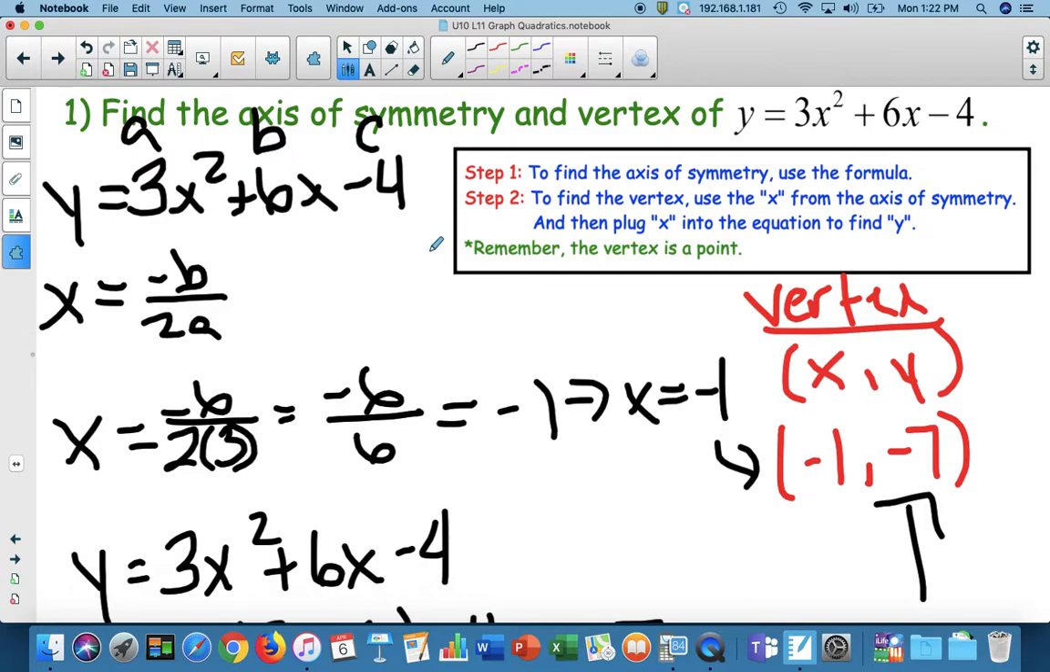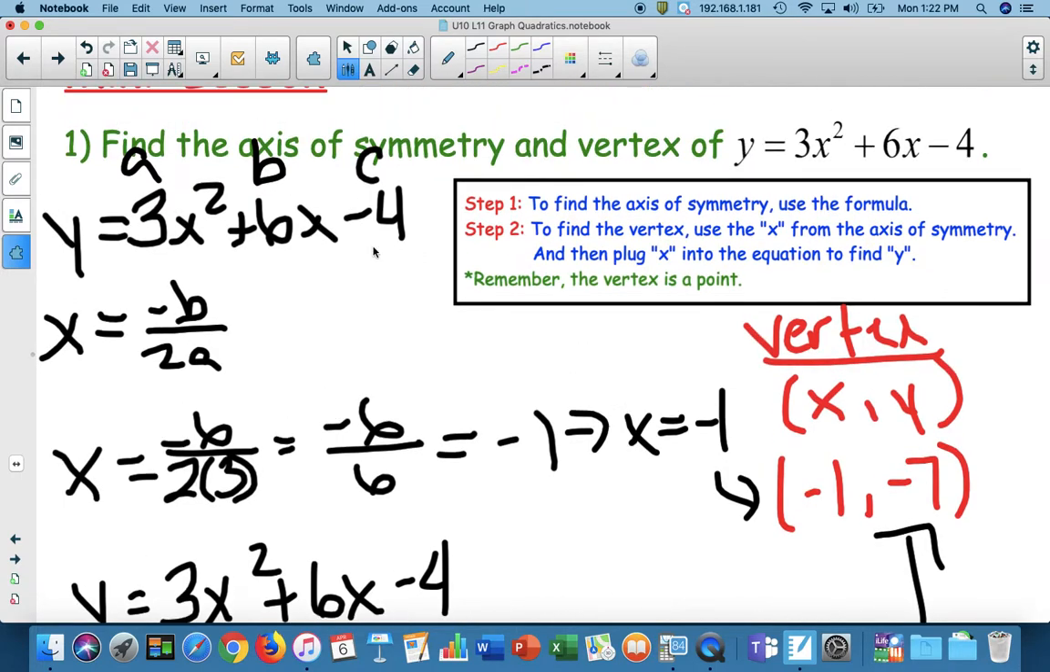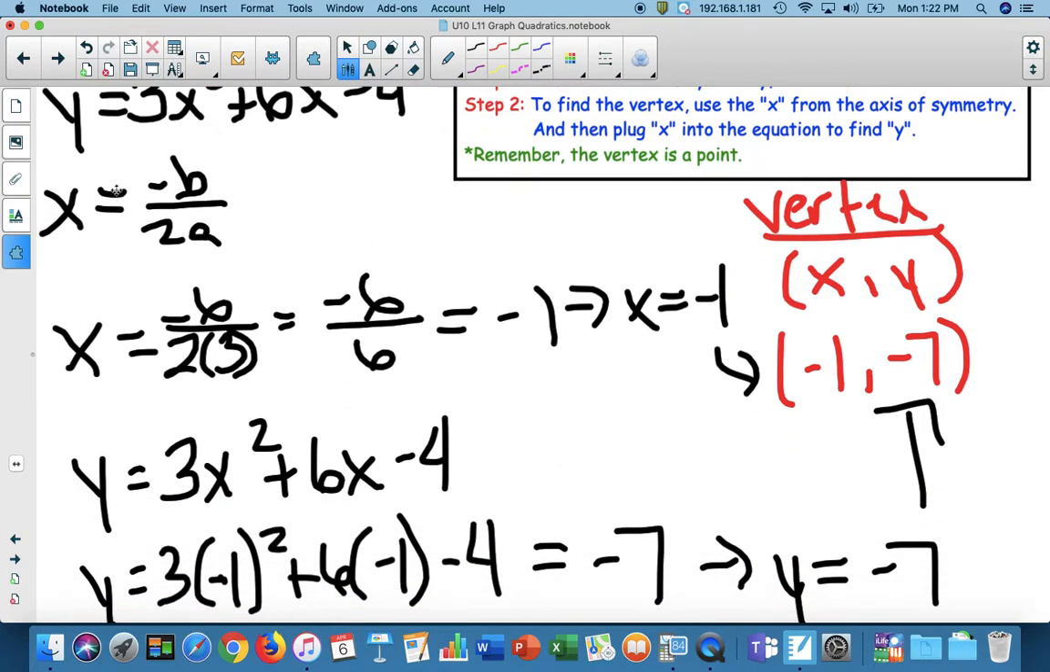So again, just to reiterate all this, you're starting off with y equals 3x squared plus 6x minus 4. First step is to plug it into the axis of symmetry, which is x equals negative b over 2a, which is what we did here. Negative 6 over 2 times 3, negative 6 over 6, which is negative 1, and that's my x value. And then we take the x value, plug it back into the original equation, like so, solve for our y value, and that's our vertex, and we're all done there, okay?